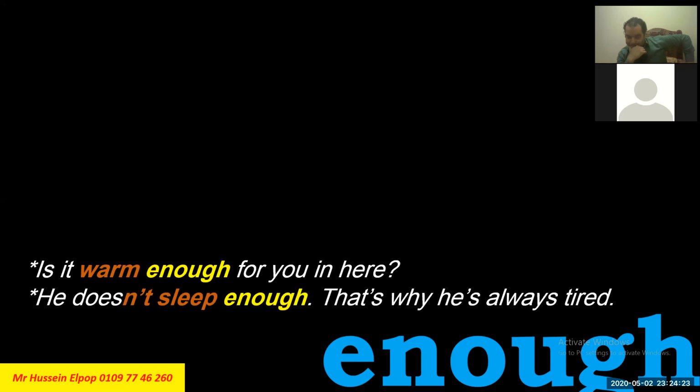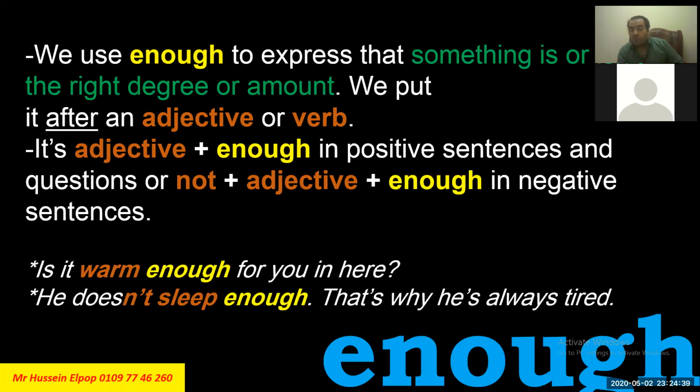He doesn't sleep enough. It can be a verb. So here you can use enough after an adjective or after a verb. And it means if something is the right degree or it's not the right degree. If you use not, it means it's not the right degree. Like he doesn't sleep enough. He doesn't have enough sleep.